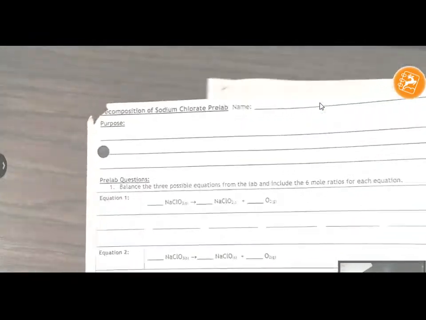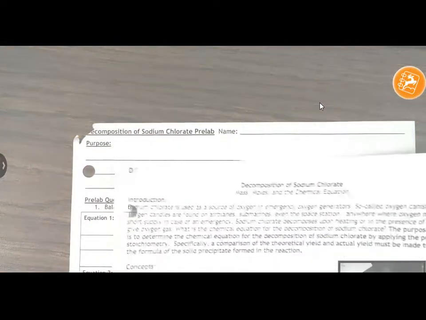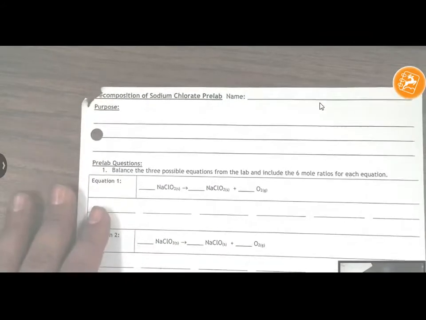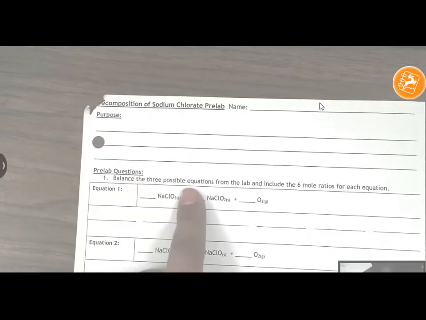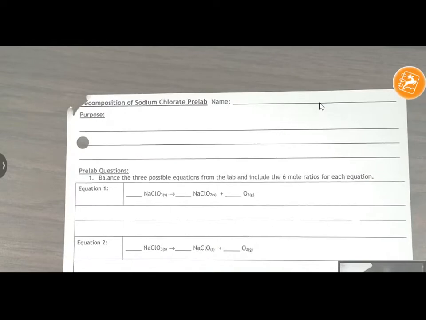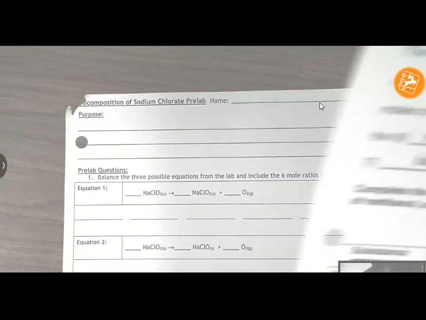So let's look at what we have to do for our pre-lab. The first thing is our purpose. I already told you, you want to make sure that you fill in what's in bold in this introduction. Then you're going to balance the 3 possible equations and include the 6 mole ratios. All right, I graded your 12-1.